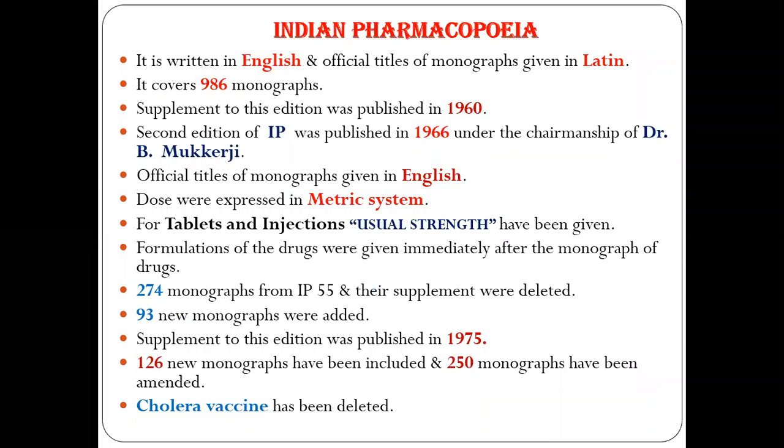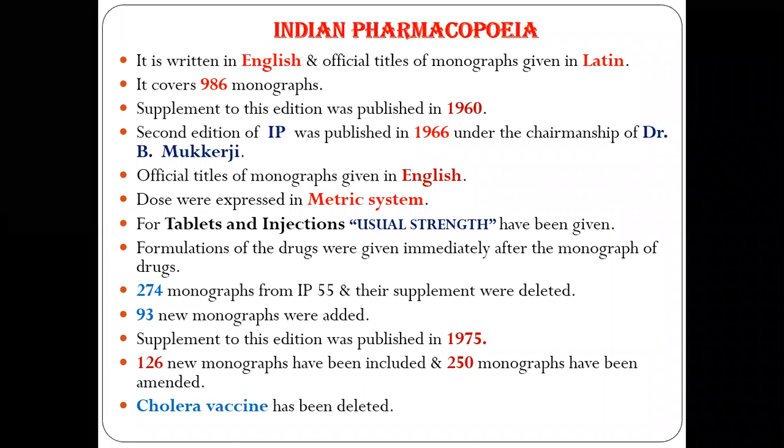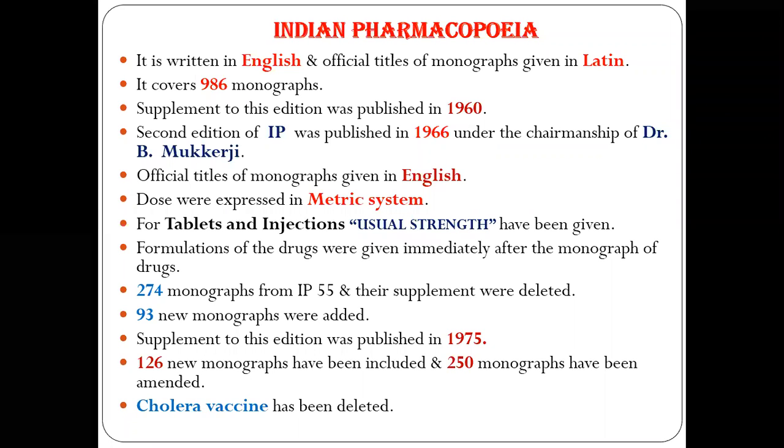Now, it was written in English language with the name of the drugs. Generally, the drugs which are written inside the Indian Pharmacopoeia are called monographs. Listen carefully. The drugs which are written in your official pharmacopoeia are called monographs. Monograph simply means the information of the drug, or a drug is also referred to as a monograph.